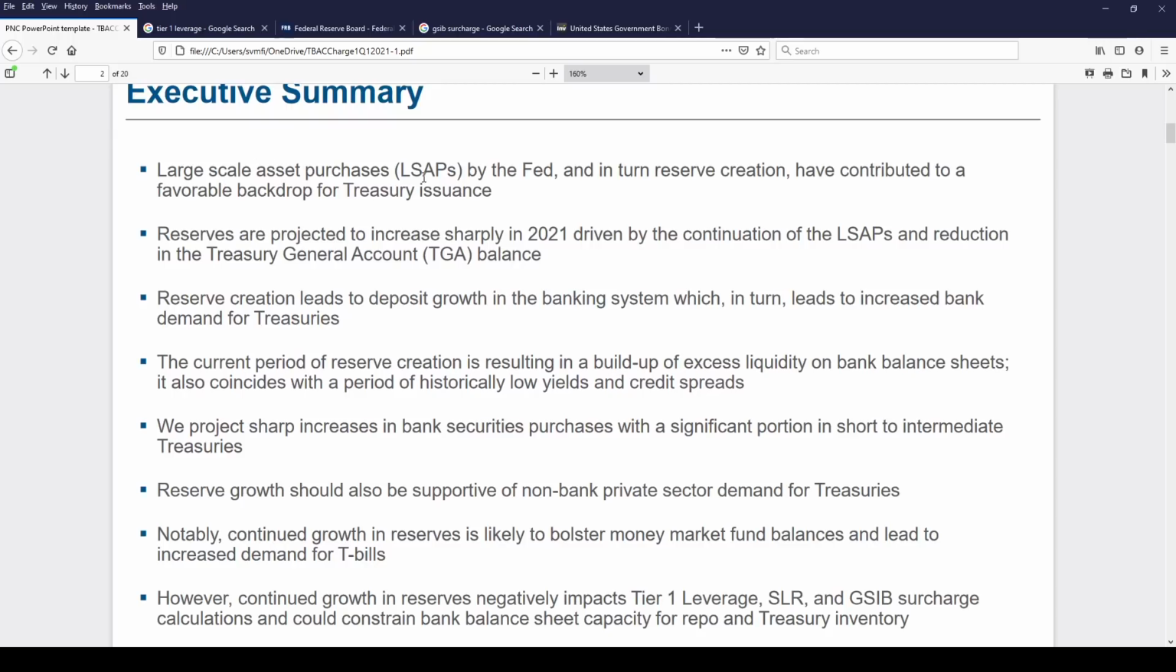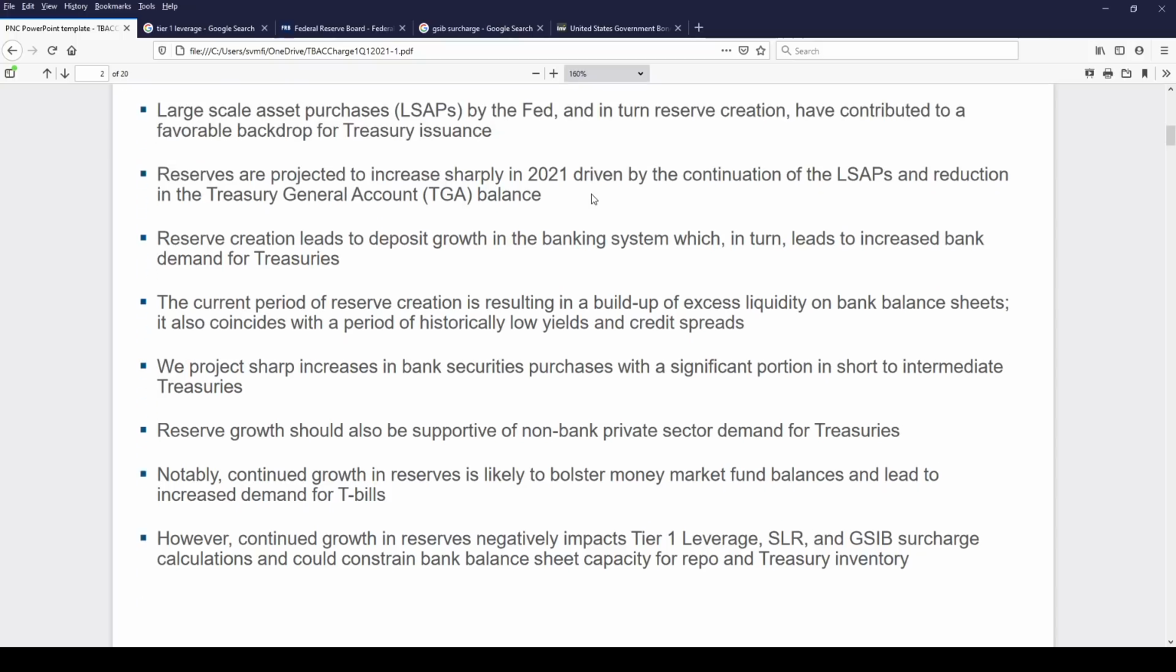Large-scale asset purchases. Now this is QE. So when you see LSAP, just in your mind, this is quantitative easing by the Fed, and in turn reserve creation, which is what quantitative easing or LSAPs do, have contributed to a favorable backdrop for Treasury issuance. So all the Treasury is saying is, look, we can get away with issuing more Treasuries because the Fed is buying them indirectly. Now, not directly at auction, but indirectly through the banking system.